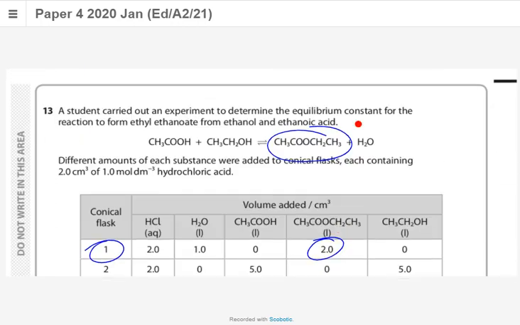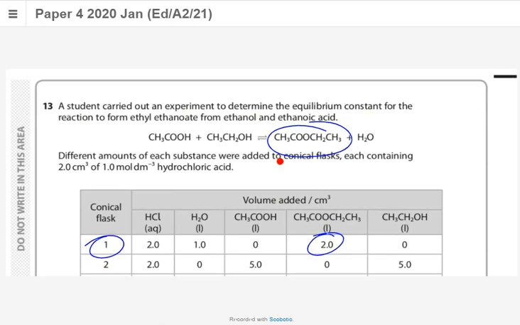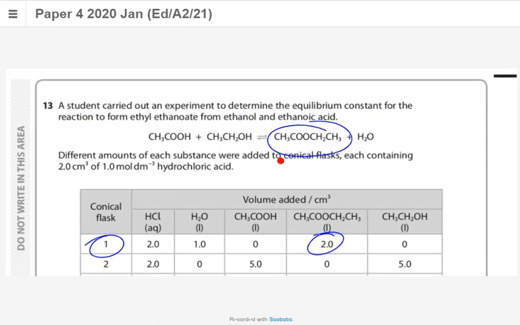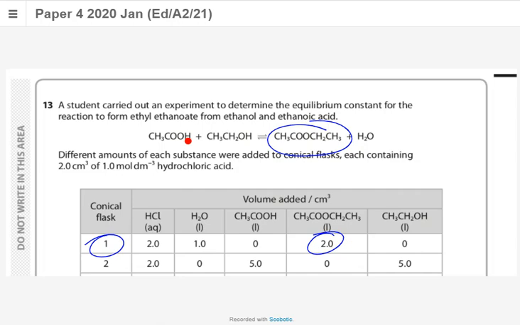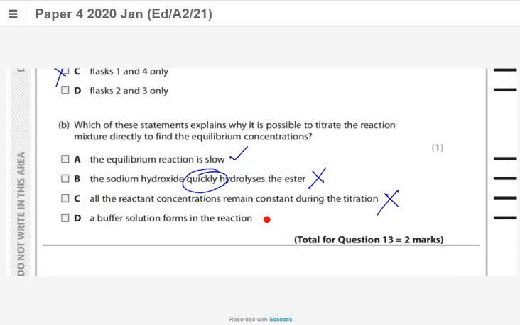That's correct. When you add sodium hydroxide, you get sodium salt of carboxylic acid. That's right. And there will be unreacted acid. That's a buffer solution. That's correct. Two correct answers. What's the question?